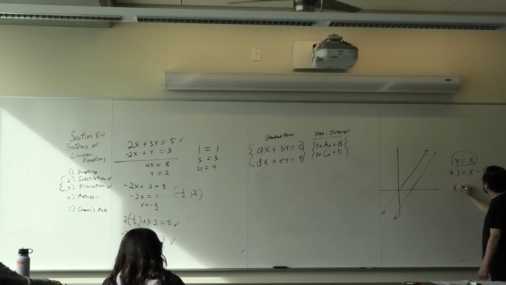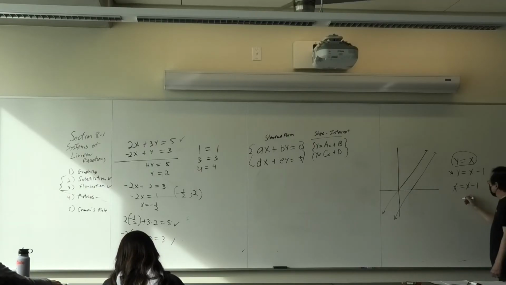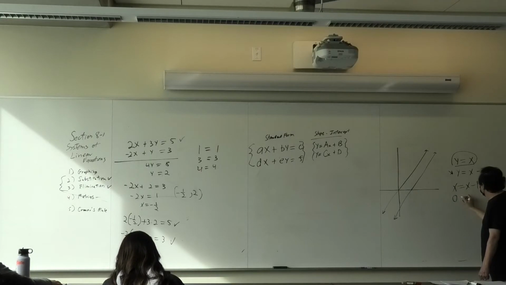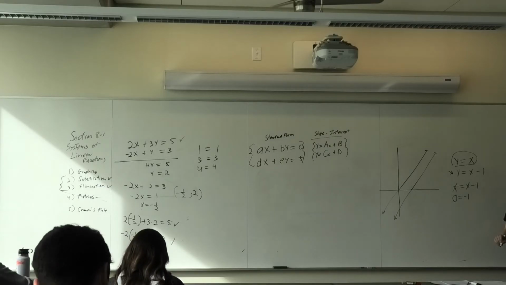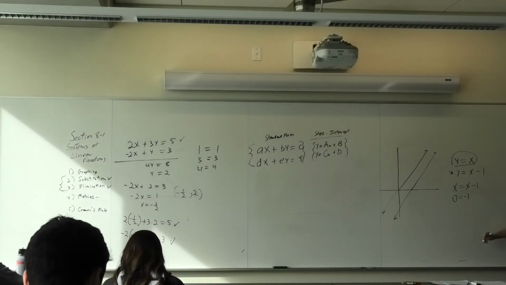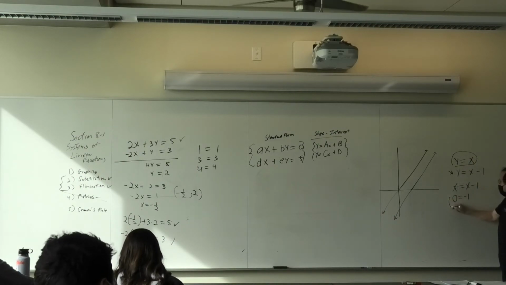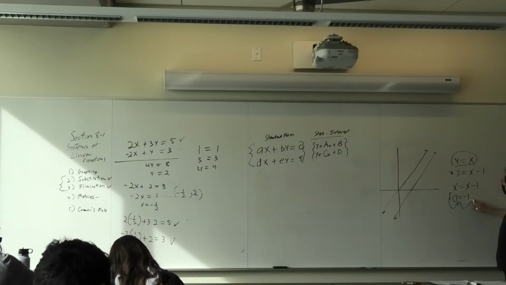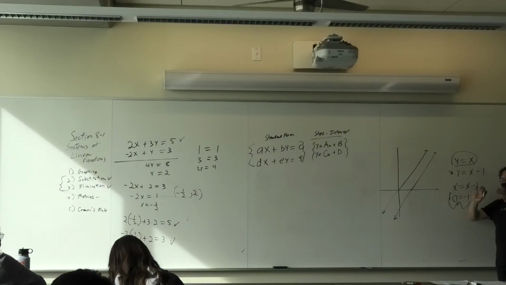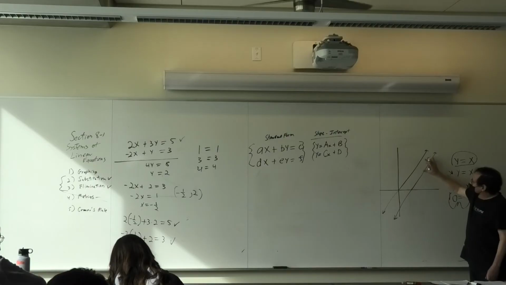So I get x equals x minus 1. I subtract x from both sides and I get 0 equals minus 1. Well, that's not going to work, is it? Okay, kind of stuck. I didn't find where they meet. They don't meet. You should know that when you see something like this, two numbers that aren't equal, you probably have parallel lines.